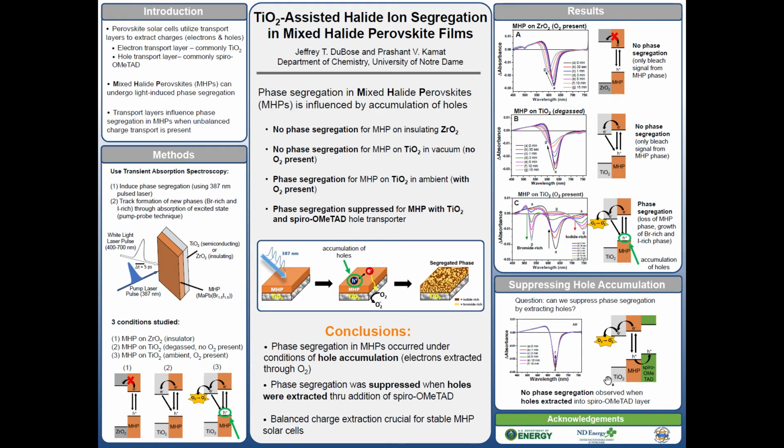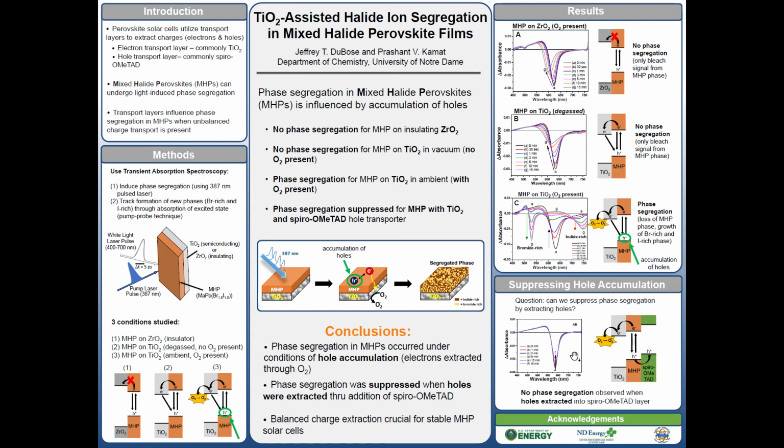So the next thing that we looked at was the mixed halide perovskite on TiO2 with oxygen, so a system where we can extract the electrons. We also deposited onto that spiro-MeOTAD as a hole transport layer. So now we have electrons being transported away in addition to holes, so we're avoiding that hole accumulation. And the results here, we can see, okay, a very similar result. We're seeing only a little bit of a loss of intensity from the mixed halide perovskite film over time, but no new growth of a bromide-rich phase or an iodide-rich phase. Therefore, we've suppressed the phase segregation by balancing the electron and the hole transport.